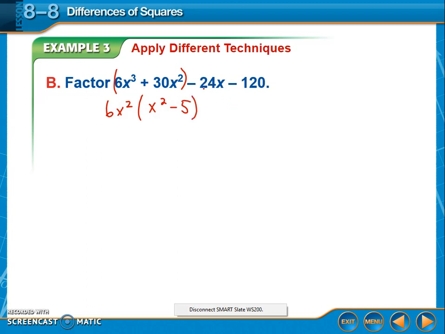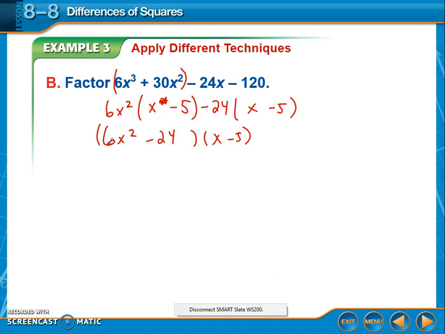And then with this one, I'm going to pull out a negative 24. And when I do that, sorry, that's just an x there. I'm left with x minus 5. So now I'm going to have 6x squared minus 24 times x minus 5.